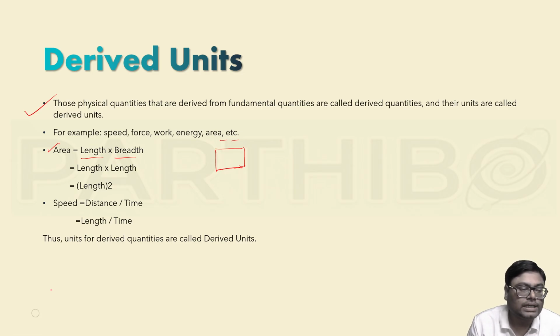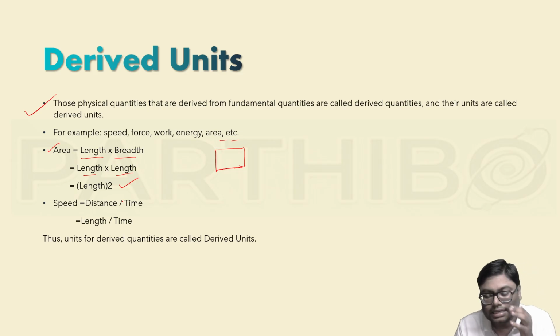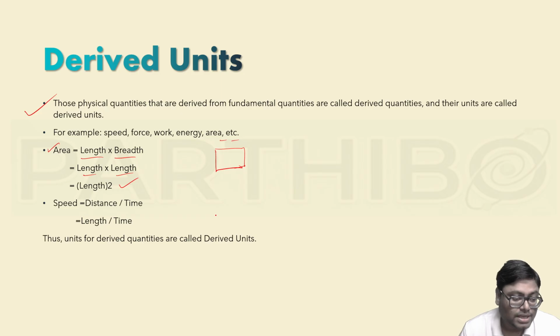So that's why we get length into length, that is length square. This is how we get the unit of area, by multiplying two similar fundamental quantities, and those fundamental quantities are length. Similarly, if I see speed, how do we define speed? Speed is defined as distance by time, and distance is nothing but length, and time is time. So it is a derived quantity that we get from two different physical quantities, length and time. Thus, units for derived quantities are called derived units.